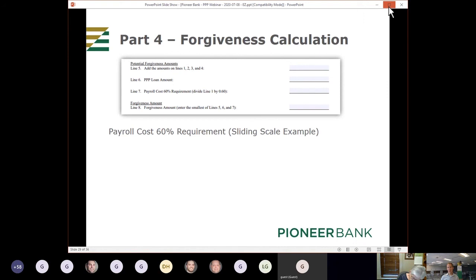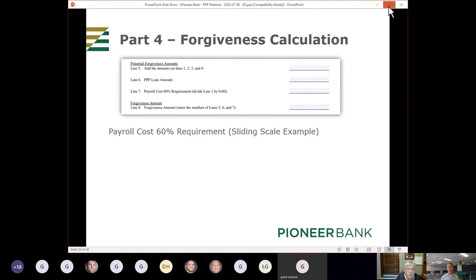That caused a lot of angst for people because certain businesses maybe were less reliant on employees and more reliant on, say, rent or facilities, and so it would really inhibit them from qualifying for full forgiveness. When they passed the Flexibility Act, it changed that 75% requirement down to 60%. And they clarified that 60% is a sliding scale. What the sliding scale means is your forgiveness amount will always be relative to the amount of payroll so that we can maintain a 60% ratio.